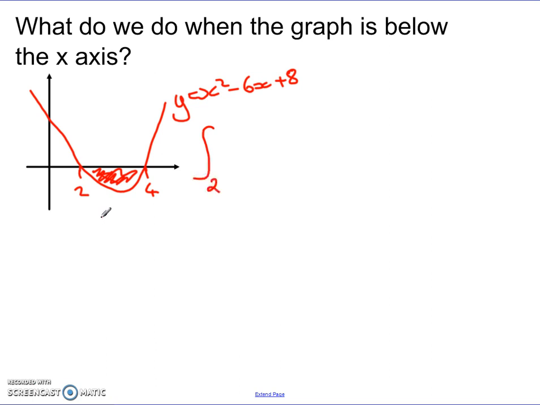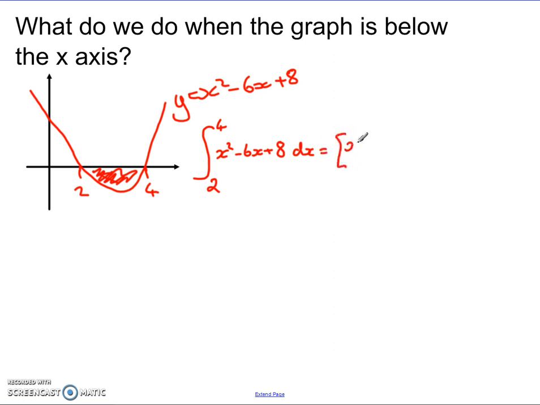Now because it's a definite integral, I know my two limits. It's the integral from 2 to 4 of my original function. So it's the integral from 2 to 4 of x squared minus 6x plus 8 with respect to x, dx. So I calculate the integral, substitute in my limits, and I should be able to get the area.